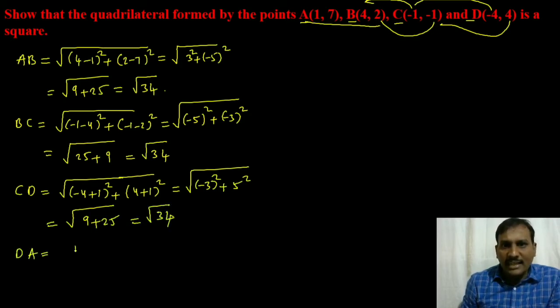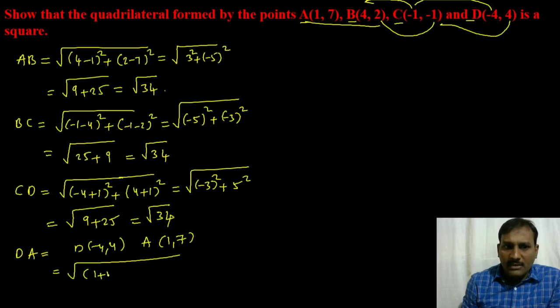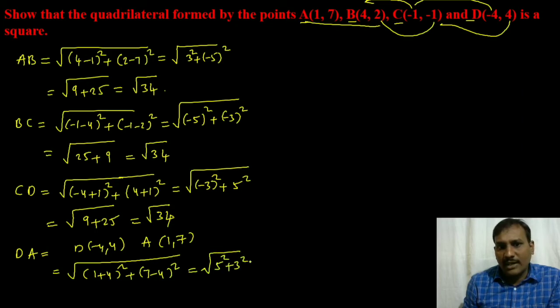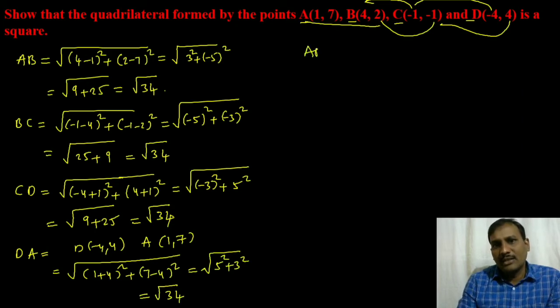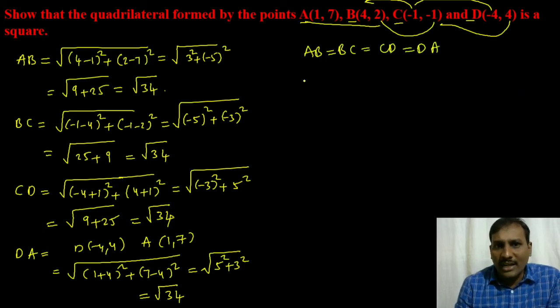So what is D here? D is minus 4 comma 4. And what is A? A is 1 comma 7. So what is the distance between them? (1 plus 4) whole square plus (7 minus 4) whole square. That is 5 square plus 3 square, root 25 plus 9, root 34. So all sides are equal. So AB is equal to BC is equal to CD is equal to DA. So in a square all sides are equal, but we have to go for the diagonals now.